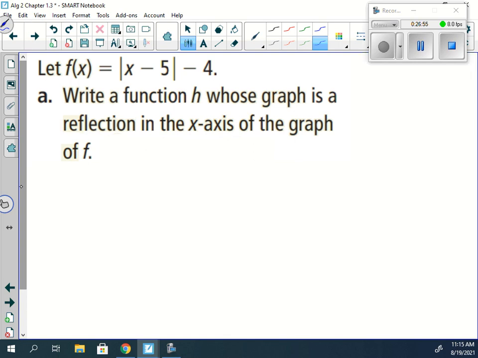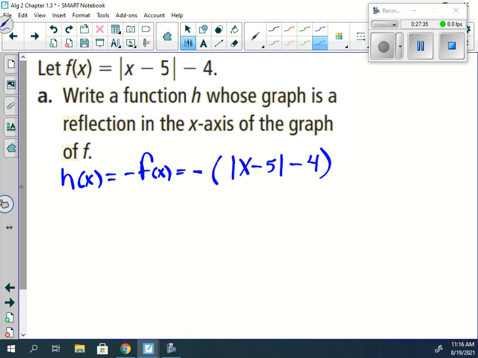Let f of x be the absolute value of x minus 5, minus 4. Write a function h whose graph is a reflection in the x-axis of the graph of f. So x-axis, we would have what? Negative f of x. Negative parentheses. Well, we can go on and put what f of x is. The absolute value of x minus 5, minus 4.